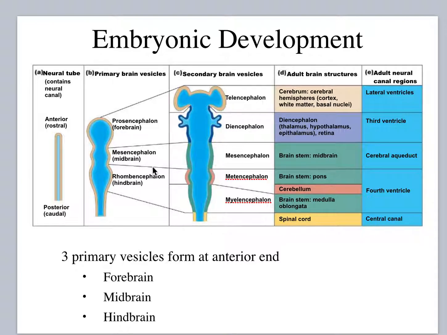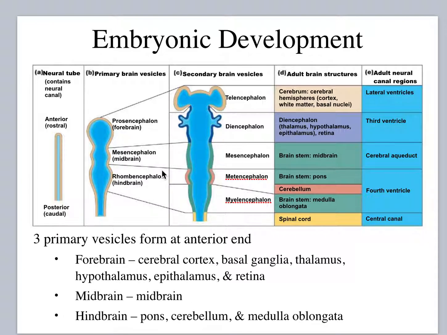It goes through several different growth phases, but eventually you see that this forebrain area would become the cerebrum, cerebral cortex, the basal ganglia, thalamus, the hypothalamus, the retina. The midbrain is going to form the midbrain. The midbrain is going to be part of the brainstem that we'll discuss later in the lecture. And the hindbrain, or the lower part of the brain, forms the pons, the cerebellum, and the medulla oblongata. Again, we'll talk about all these sections later in this lecture.